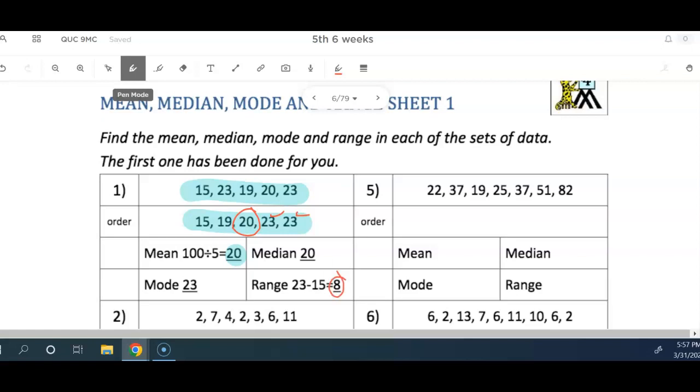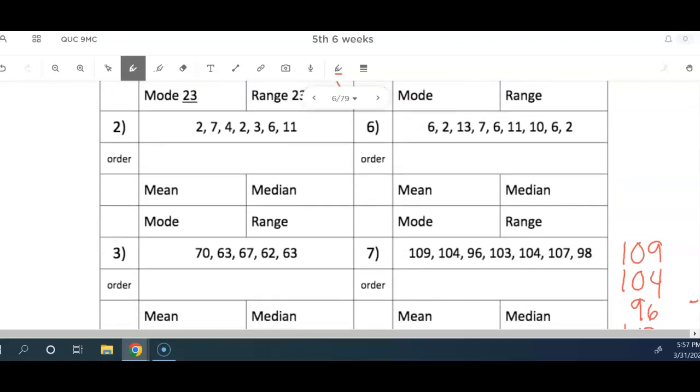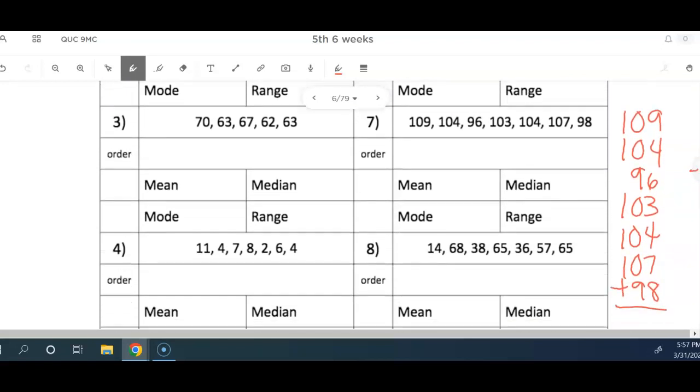Okay, so we're going to do one problem together. We're going to do the one with all the hundreds over here. All right, so number 7. First thing we're going to do is put that in order from least to greatest. My smallest number is 96. And then I have a 98. And let's see, 103. I have 2 104s, 104, 104. I have a 107. And a 109. And there is my set of numbers.